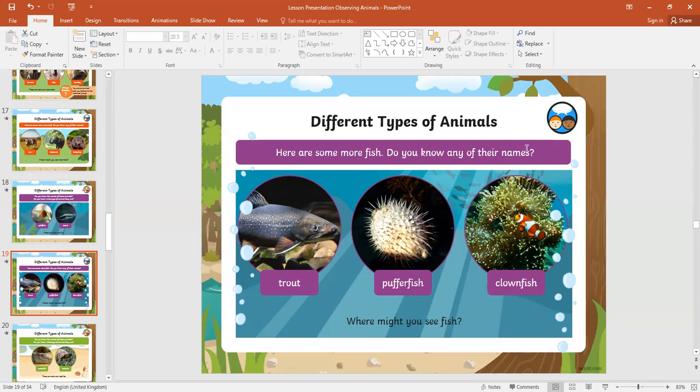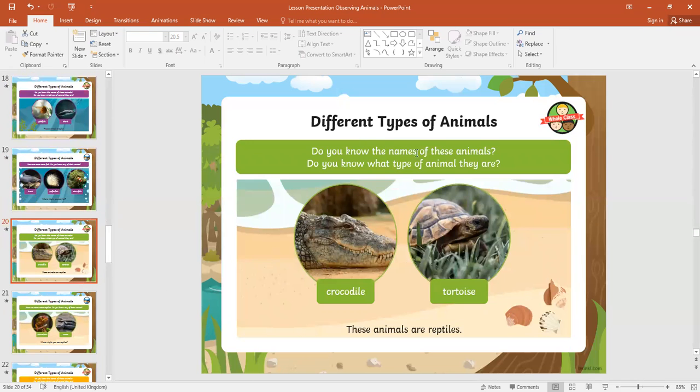Do you know any of the names? Have a little think, pause the video and have a chat with someone in your house. This is a trout, this is a pufferfish, this is a clownfish. Where might you see fish? Do you think you will see them in the sky or in the sea?